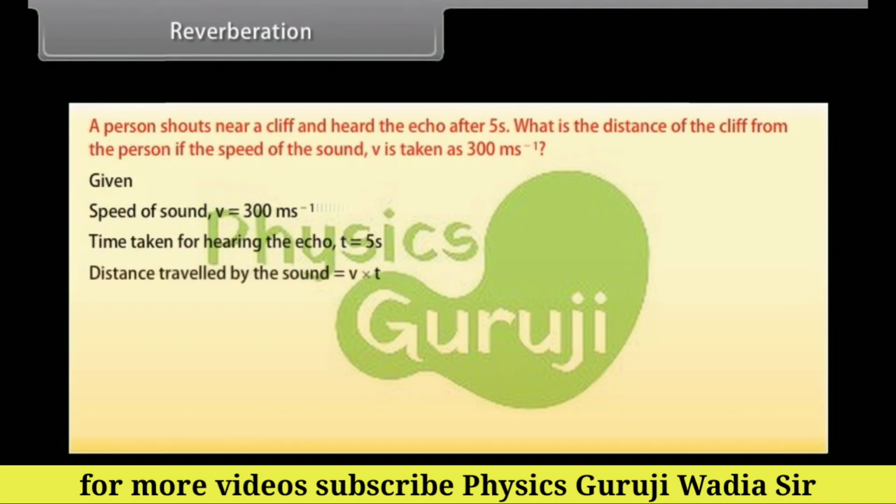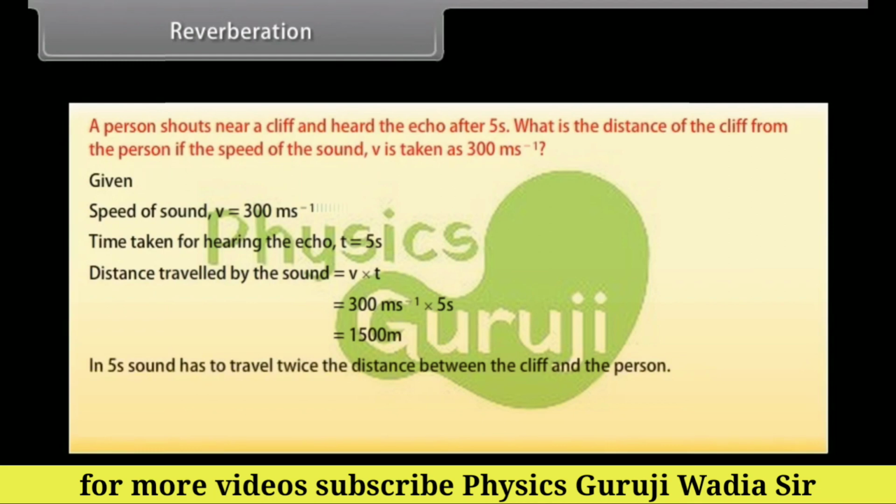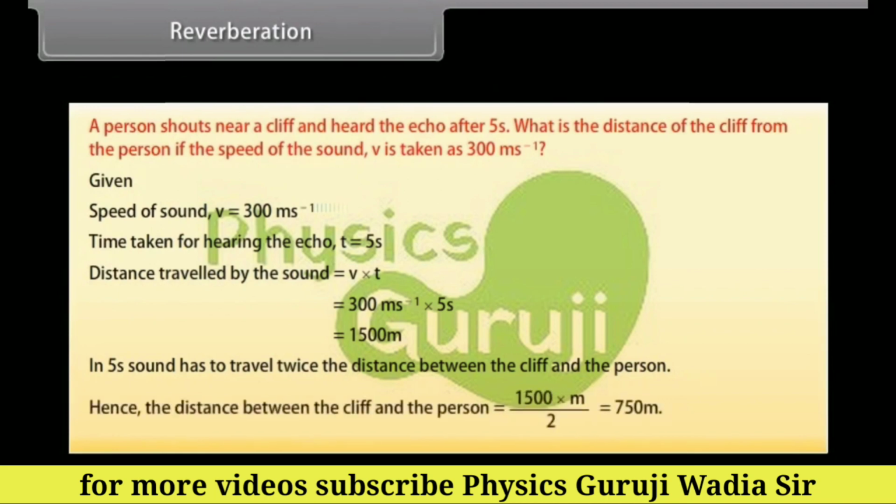Distance travelled by the sound is equal to v into t, which is equal to 300 meters second raised to the power minus 1 into 5 seconds, which is equal to 1500 meters. In 5 seconds, sound has to travel twice the distance between the cliff and the person. Hence, the distance between the cliff and the person is 1500 meters by 2, that is 750 meters.